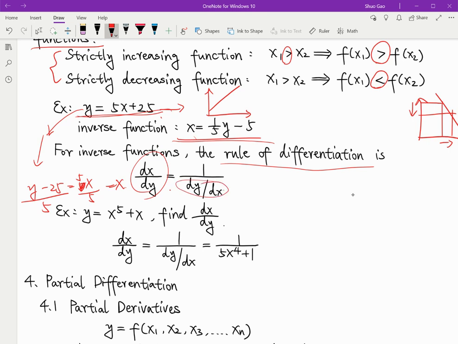So for example, y equals x to the 5 plus x. This is a strictly monotonic function: when x increases, y also increases. I want to find the derivative of the inverse function. By applying the formula, it should be the reciprocal of the original derivative. The original derivative is 5 times x to the 4 plus 1.